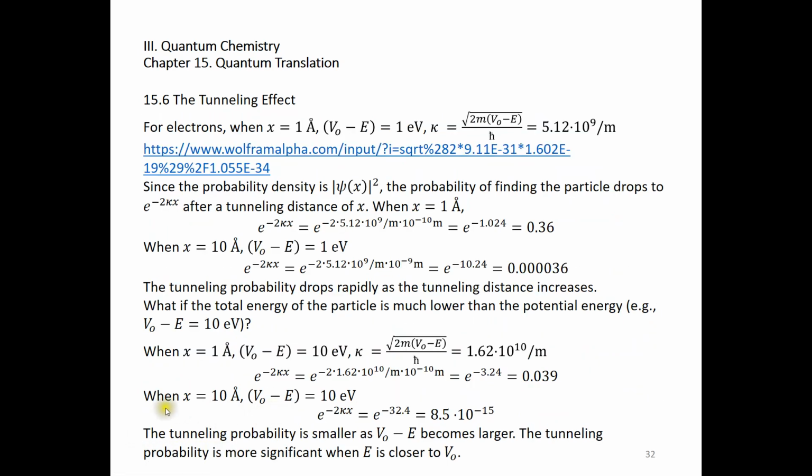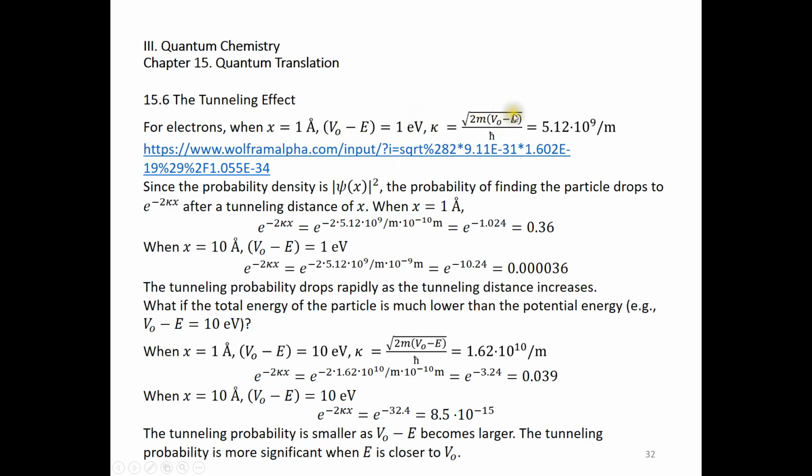First, let's look at electrons. When x is just 1 angstrom, that means the tunneling distance is only 1 angstrom. And when V0 minus E is only 1 electron volt, that means the total energy is only 1 electron volt lower than the energy barrier. We can compute this kappa this way.